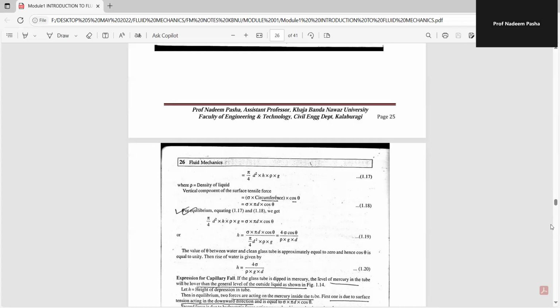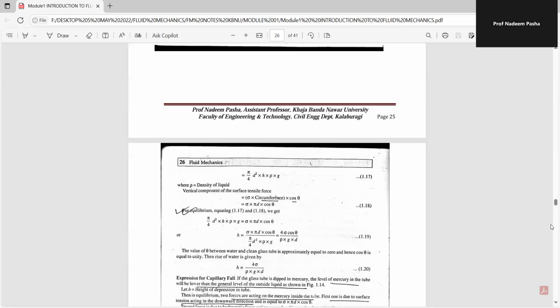Now the vertical component of the surface tensile force is equal to sigma into circumference into cos theta. The first equation is the weight of the liquid raised due to surface tension, which comes out to be area into h into rho into g, where rho is the density of the liquid. Now the vertical component of the surface tensile force we calculate in terms of sigma into circumference into cos theta. Sigma into circumference is sigma into pi d into cos theta.